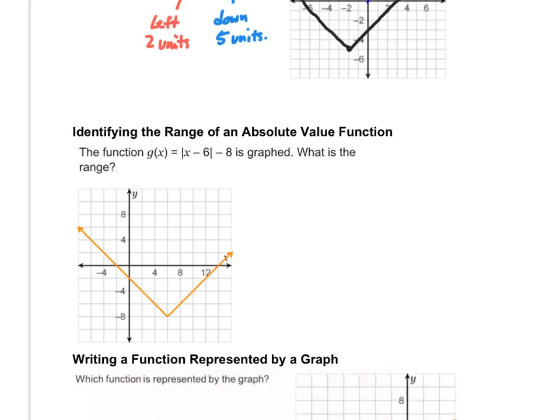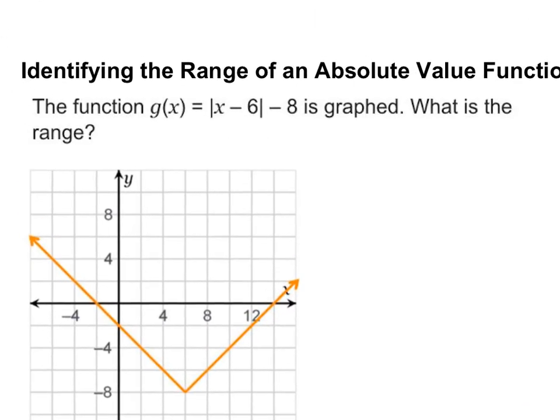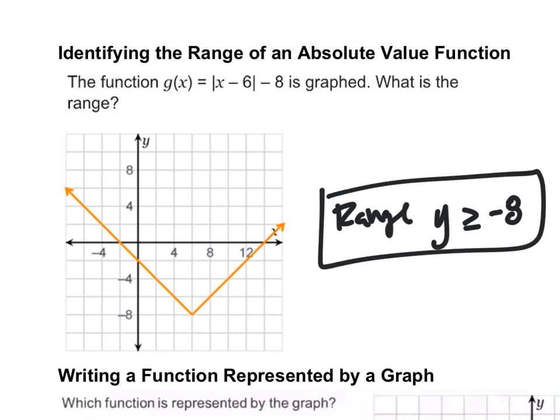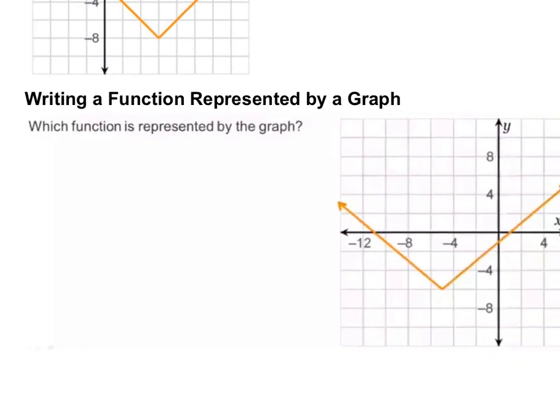All right, so the next thing I want to do is identify the range of an absolute value function. My domain is all real numbers. I'm going to go from negative infinity to positive infinity. But what I notice is that we have been shifted down 8 units. So my range indicates values that are going to be larger than or equal to negative 8. So I'm going to say that y is greater than or equal to negative 8. Okay, and that's it. We just have to be able to look at the graph. Where do you start? And where do you end? Writing a function represented by the graph.